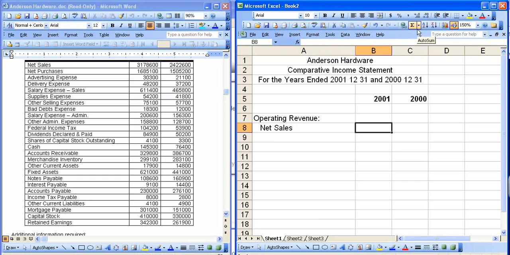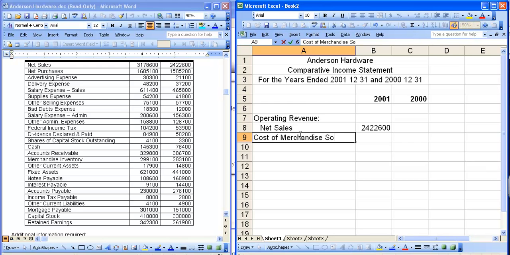So our net sales for 2001 was $2,422,600. And of course I'll make that all into currency later. The next section is our cost of merchandise sold. So we want to figure out how much did that merchandise cost us that we sold.